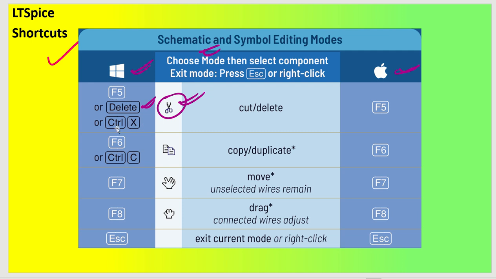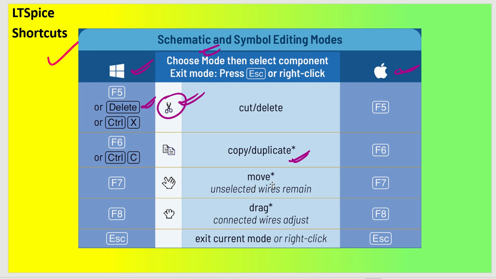Similar to that, you can press Control X also to do the same job of deleting or cutting the particular components. Okay. If you want to copy paste, or you want to duplicate some of the circuits so that you don't have to draw the circuit again, in that case, what you can do is you can press Control C or F6. Okay.